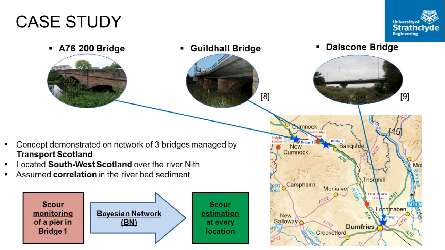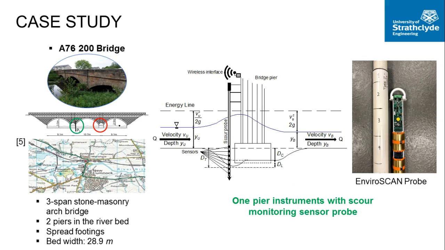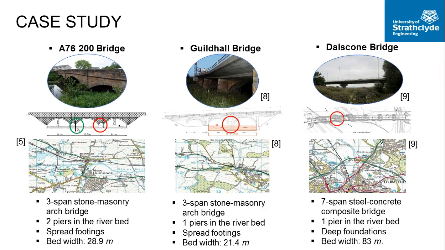So the 3 bridges are all over the same river, and we assume correlation in the riverbed sediment. The first bridge is the one I've already shown you, and is the one where 1 pier is instrumented with the sensor probe. The second bridge, the Guildhall Bridge, is again a 3-span stone masonry arch bridge with 1 pier in the riverbed founded on spread footing, while the third bridge, the Dalscone Bridge, is a completely different type of bridge. It's a steel concrete composite bridge with 7 spans and 1 pier in the riverbed.